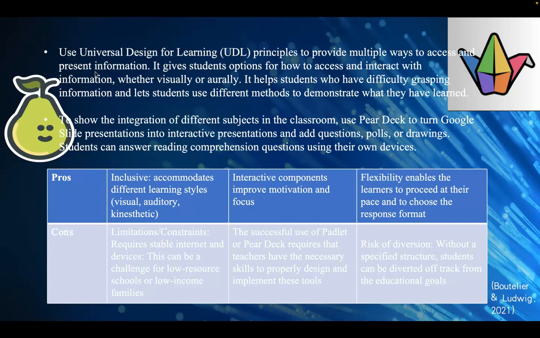One key strategy from the article is the use of Universal Design for Learning, or UDL. UDL encourages giving students multiple ways to access and interact with information. For example, using Peardeck to make Google Slides interactive allows all students to engage with lessons, whether they are better at reading, listening, or drawing their responses. It makes learning flexible and accessible to everyone.